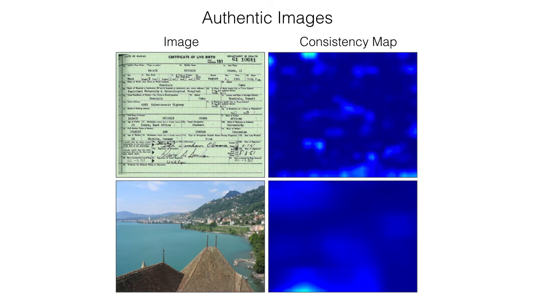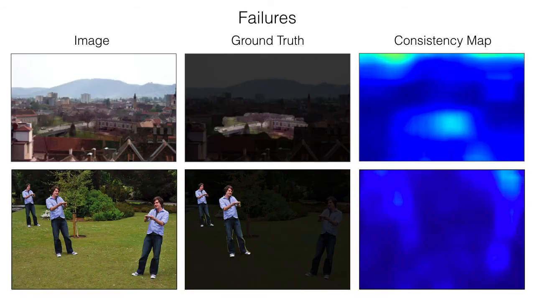On natural images, our model detects significantly less inconsistency. There are also still many cases when our model makes mistakes. In overexposed and underexposed images, our model has trouble predicting the consistency of the metadata.